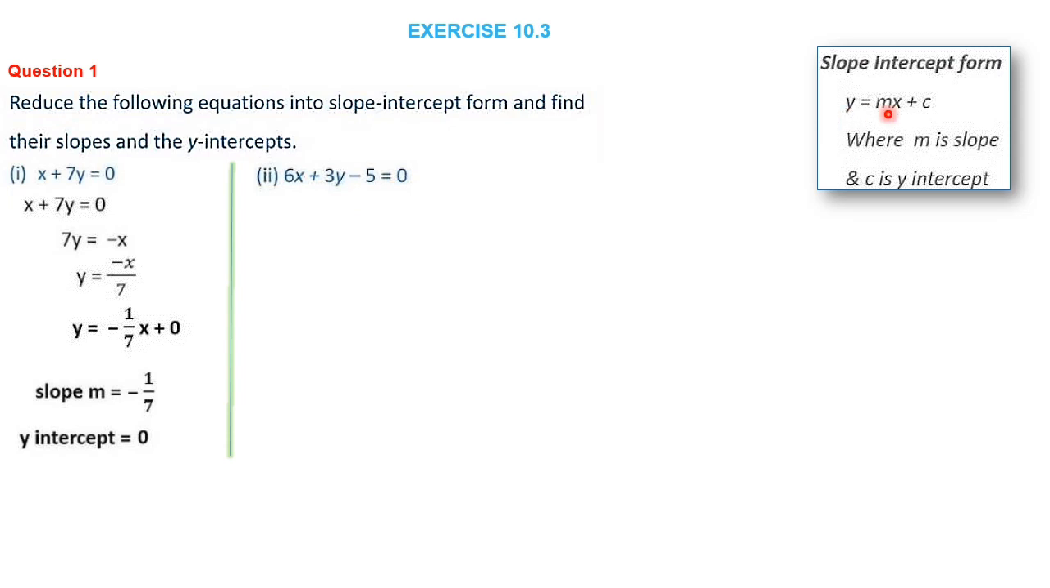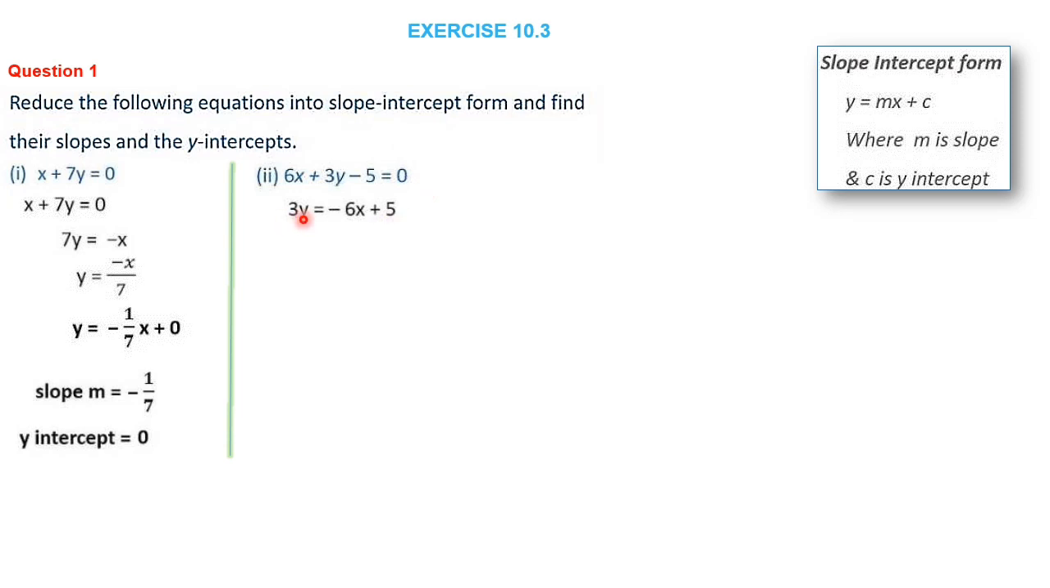And next question, 6x plus 3y minus 5 is equal to 0. The same way we have to do. First of all, we have to keep only y on the left side. 3y will keep, remaining things on the right hand side. Here 6x comes to the right side, minus 6x. Minus 5 comes to the right side, plus 5.